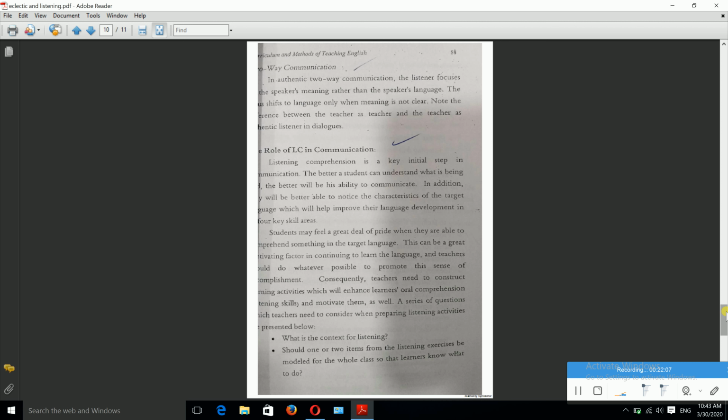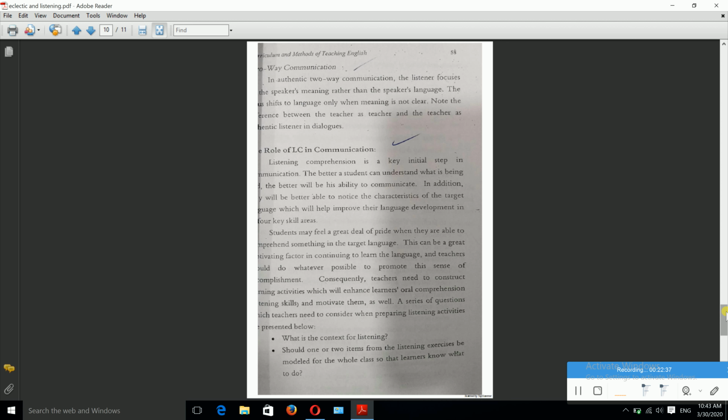The roles of LC in communication. Which is, of course, listening comprehension. Listening comprehension is a key initial step in communication. The better a student can understand what is being said, the better will be his ability to communicate. The better the student understands, dear students, the more chances he has to communicate.